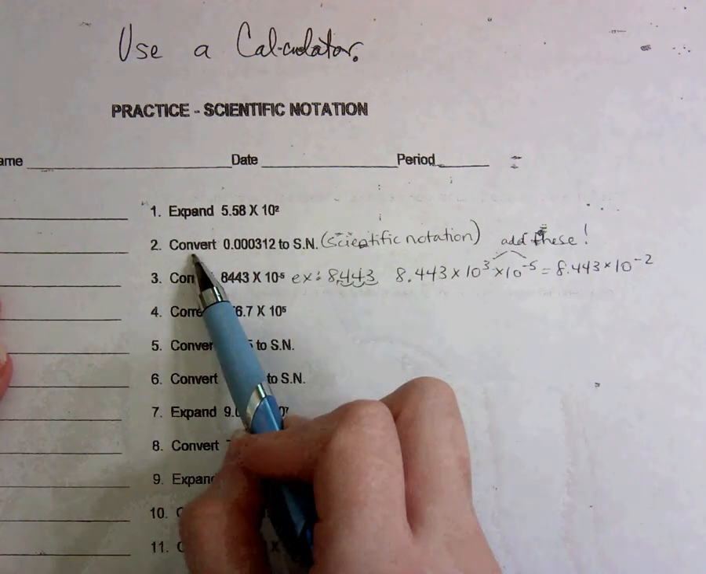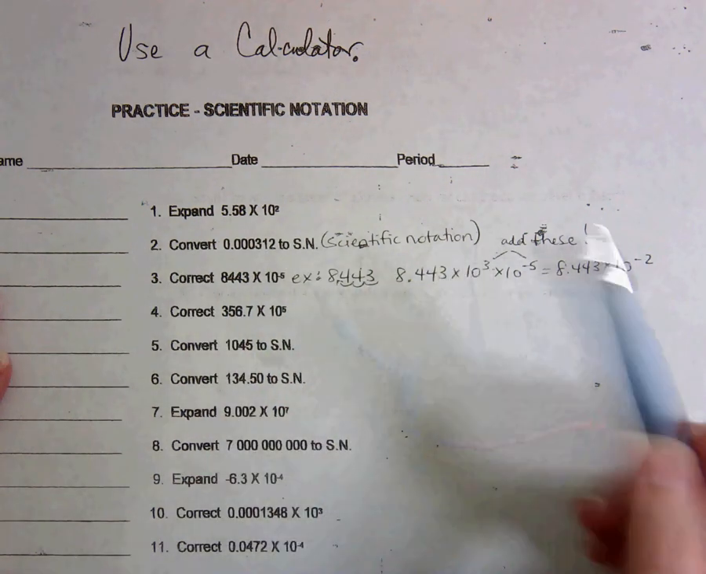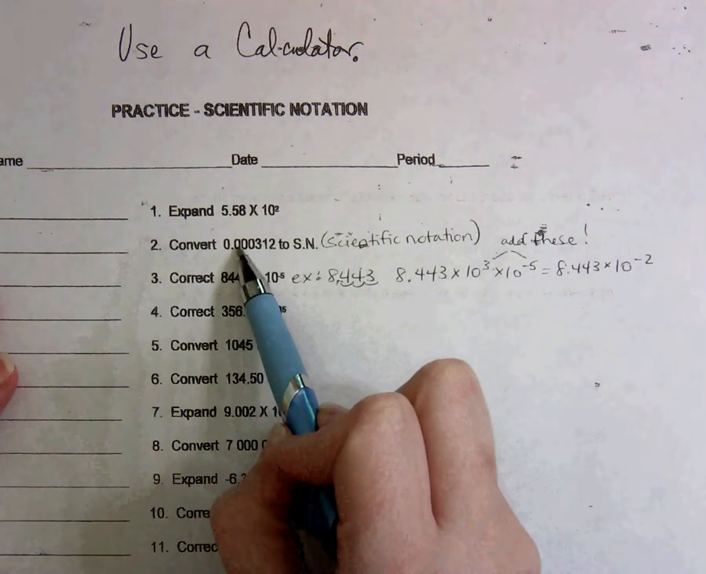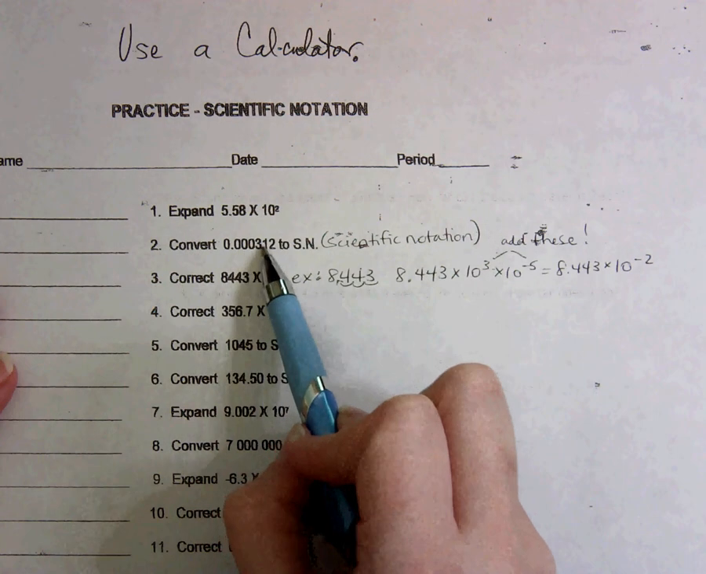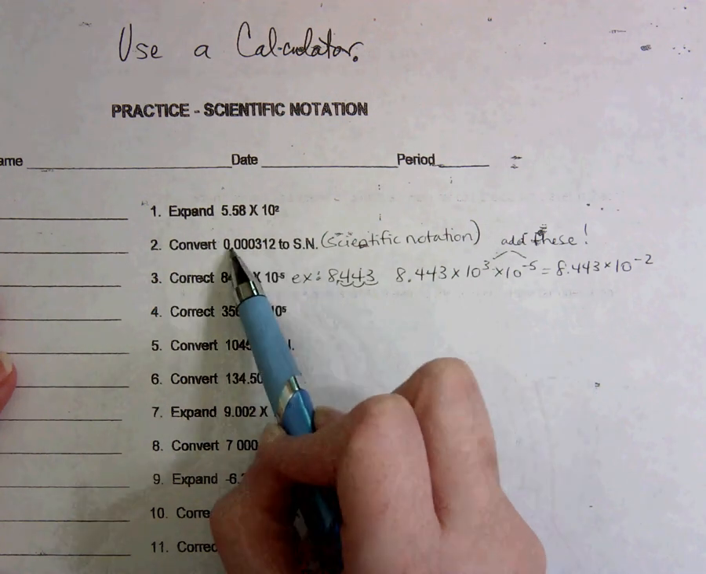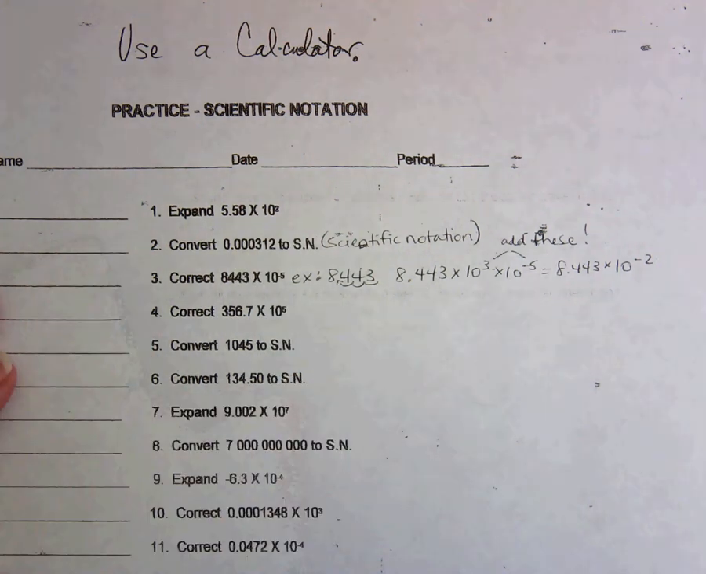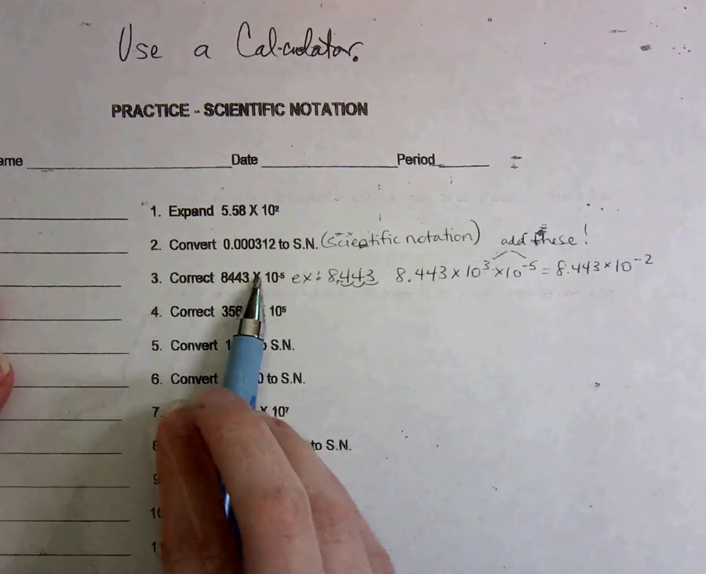Here it says convert to SN, which means convert to scientific notation, which just means what you were doing before: move the decimal until there is one number in front of the decimal point that is not a 0, and then count up the number of places you had to move the decimal point and use that as the times 10 to the power of. The only ones you haven't really done are these that say correct.